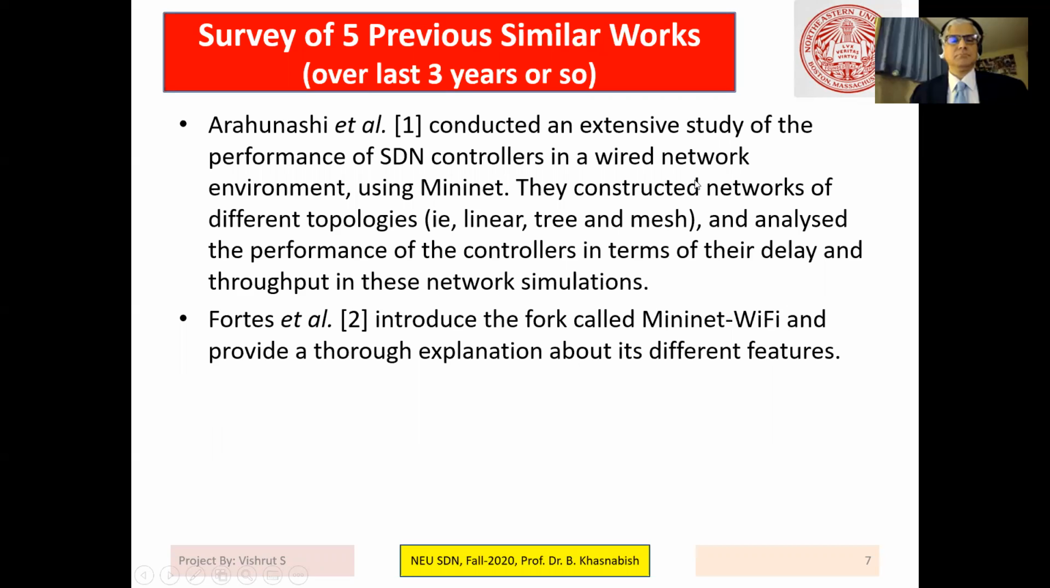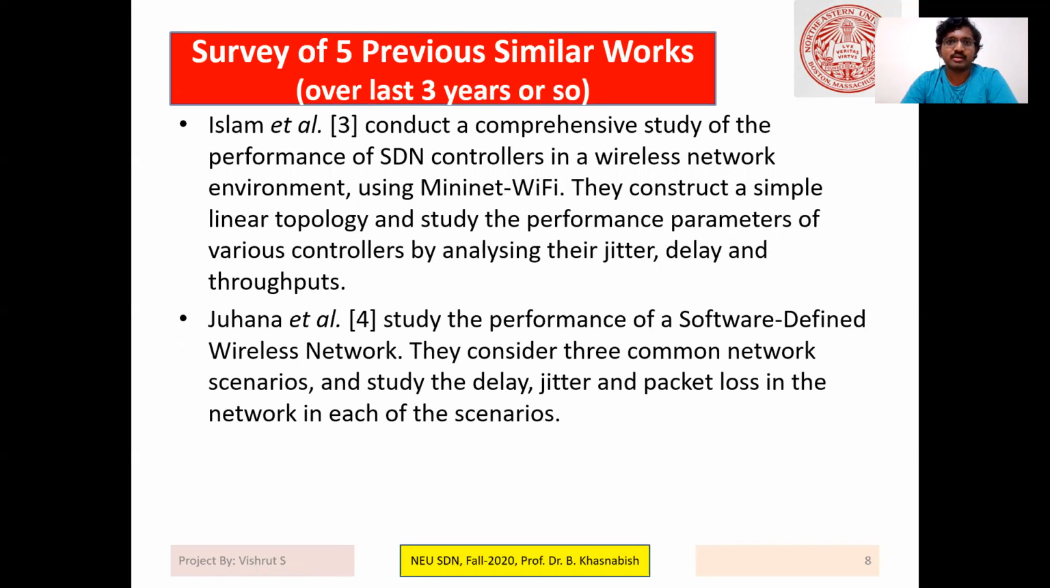So here's a summary of the five similar works that I found, which are relevant to my project. The first paper conducted an extensive study of the performance of SDN controllers in the normal Mininet environment. They constructed networks of different topologies and analyzed their performance in terms of delay and throughput. The next paper introduces the Mininet-WiFi software and provides an explanation of its different features. The third paper actually used Mininet-WiFi. They constructed a simple linear topology and studied their performance in various details like jitter, delay, and throughput. The fourth paper that I use as my reference also studied the performance of a software-defined wireless network and considered the delay, jitter, and packet loss criteria.